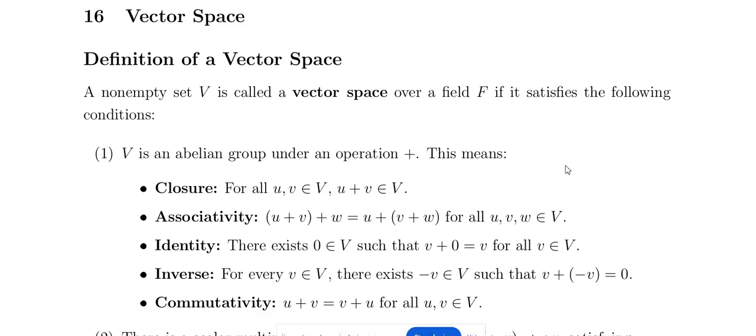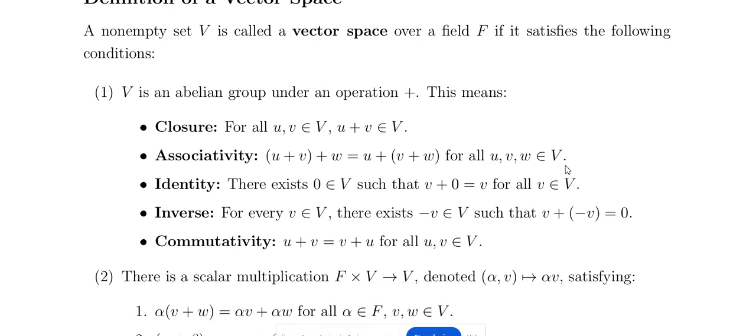V is an abelian group under addition. So the abelian group with respect to addition and like that already நம்ம ringலியே பார்த்துருக்கோம். That is satisfy that closure, associativity and identity and inverse and the commutative property. And then there is some scalar multiplication.